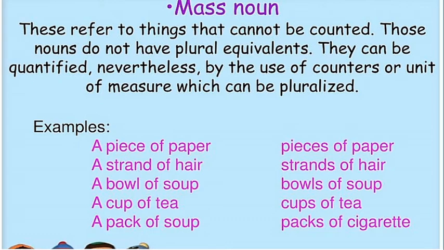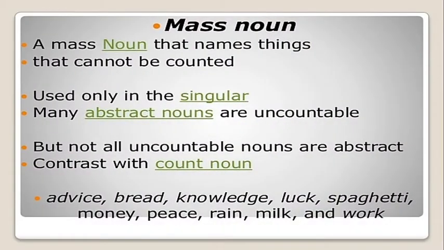Now, if you look at the examples on your screen, you will notice that some of these mass nouns are actually material nouns and uncountable nouns. Did you notice that? You see, a mass noun names things that can't be counted. Usually mass nouns are in the singular, but we can use partitives to count them. Many abstract nouns are uncountable. That means many abstract nouns are actually mass nouns. I hope you understand that relationship.